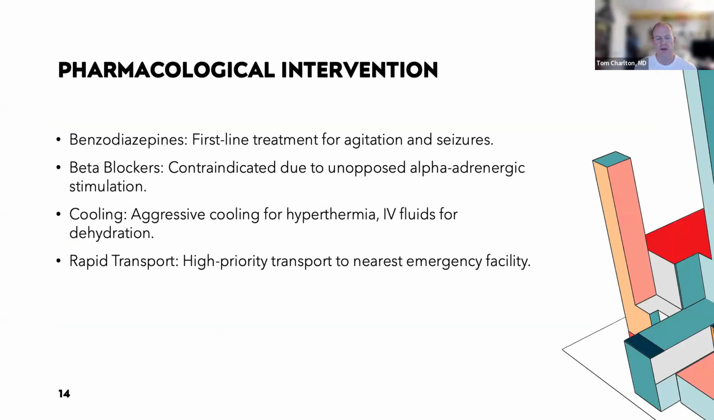So the pharmacological treatments that we can do: we talked about benzodiazepines, and this really is the first line treatment for any of the agitation that comes from this and from any seizures that may develop. Beta blockers, people often will think of as wanting to use because it will slow the heart rate down. It'll also drop the patient's blood pressure. But unfortunately, cocaine and most of these other sympathomimetics are targeting more than just the beta receptors. They're also targeting the alpha receptors. And so this will lead, if we give them a beta blocker, to unopposed alpha adrenergic stimulation, which causes a whole other cascade of problems.